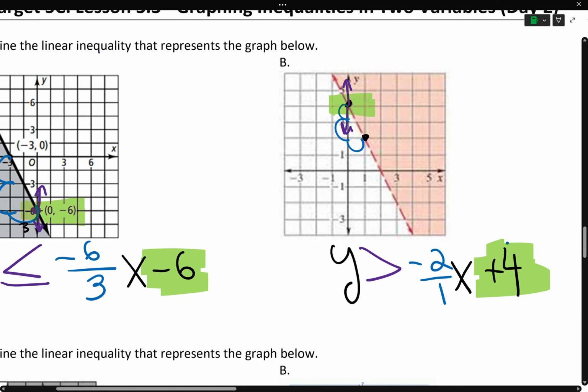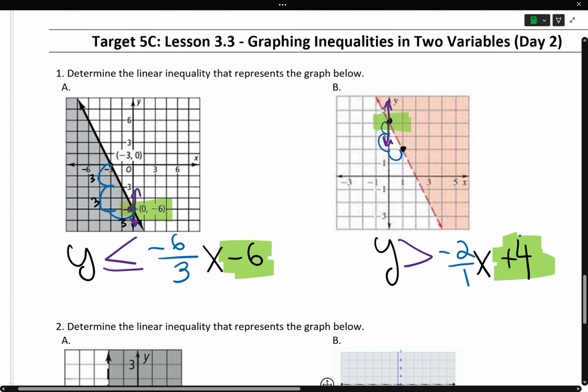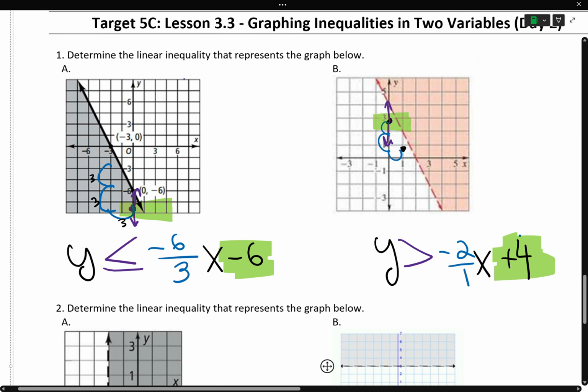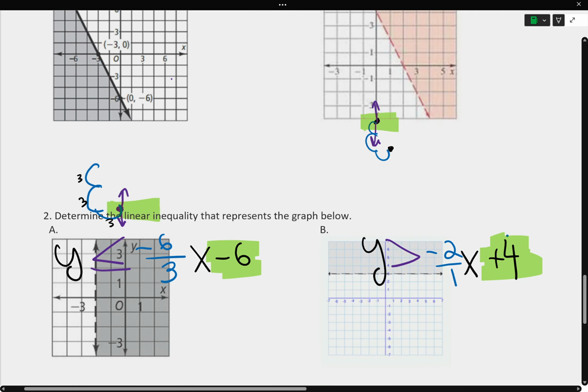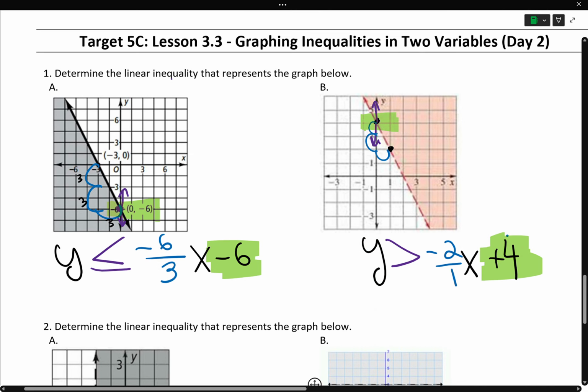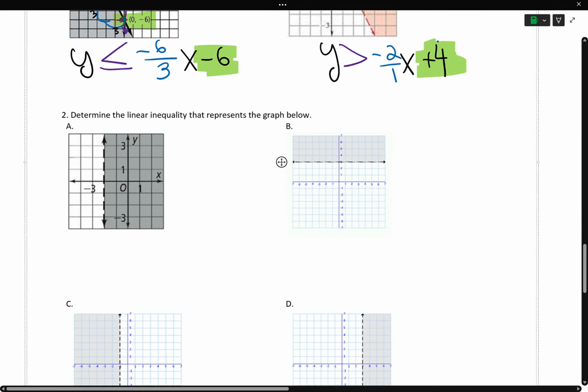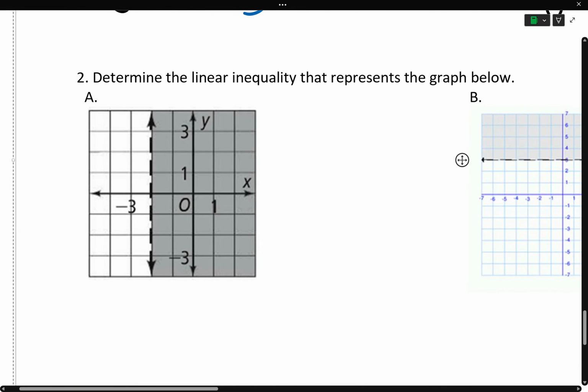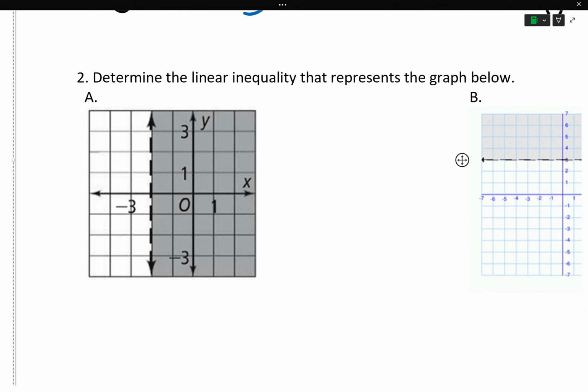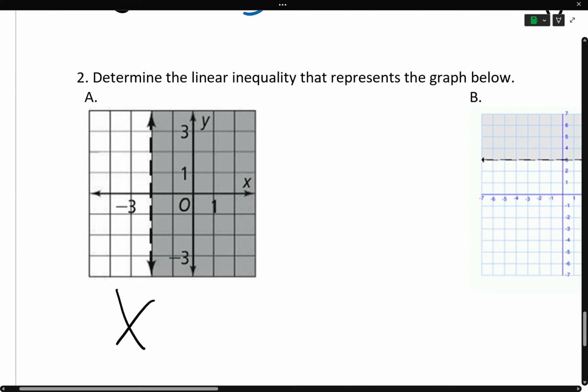Okay, let's take a look at number 2. Number 2 is going to look weirder, but it's actually going to be way easier. You'll see. Now, number 2 is a weird one. It's an up and down line. Does our up and down line ever cross the y-axis? No, but it does cross x. Vertical lines are always going to be x lines.